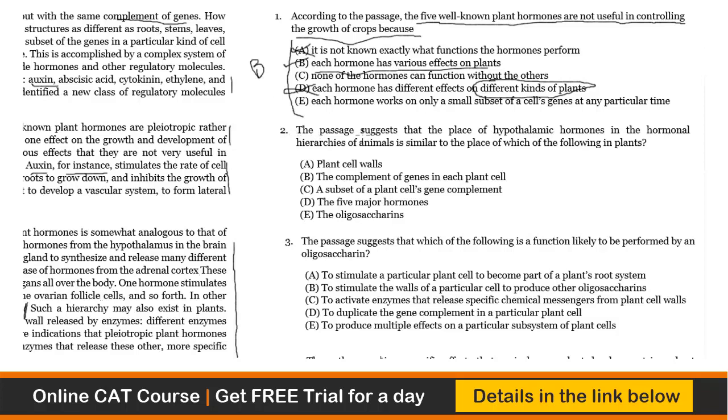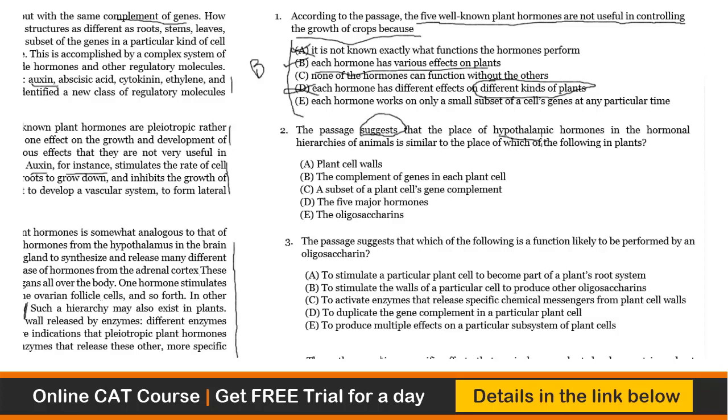The passage suggests. Now the meaning of the word suggest is to give some kind of indirect reference. For example, I may say something explicitly or I may say something indirectly. And when I say something indirectly, that can be used as suggesting, right? That is what we mean by the passage suggests. The passage suggests that the place of hypothalamic hormones in the hormonal hierarchies of animals is similar to the place of which of the following in plants.